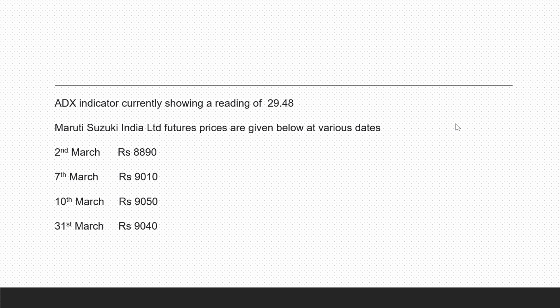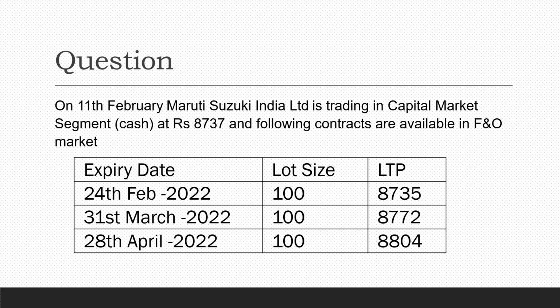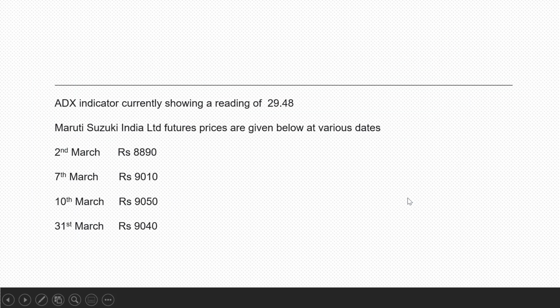Maruti Suzuki Limited futures prices are given below at various dates. On 2nd March, Maruti was trading at 8890, on 7th March at 9010, on 10th March at 9050, and on 31st March at 9040. So what is happening to Maruti, is it going up or down by looking at these prices? It is going up, because the cash price was 8,737, and even the future price was 8,735. So we should take a long position now.